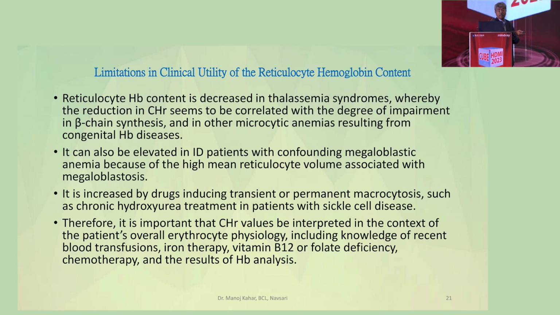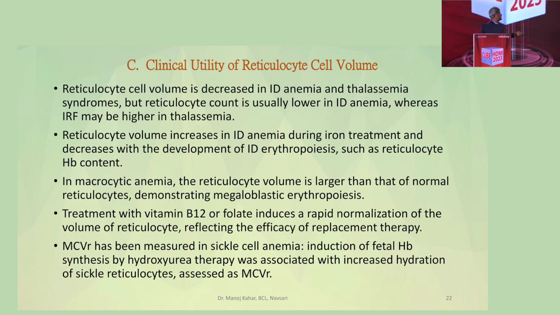So when you have a combination of iron deficiency as well as megaloblastic anemia, this particular parameter will not be of much use. Then your reticulocyte hemoglobin content is increased by drugs causing transient or permanent macrocytosis, such as chronic hydroxyurea treatment in patients with sickle cell disease. And therefore, when you are going to use the CHR value, it must be interpreted in context of the patient's overall erythrocyte physiology, including knowledge of recent blood transfusion, iron therapy, vitamin B12 or folate deficiency, chemotherapy, and results of hemoglobin analysis. The last parameter is the reticulocyte cell volume.